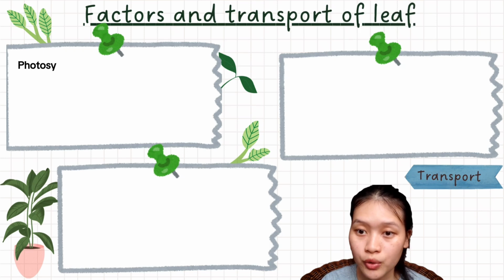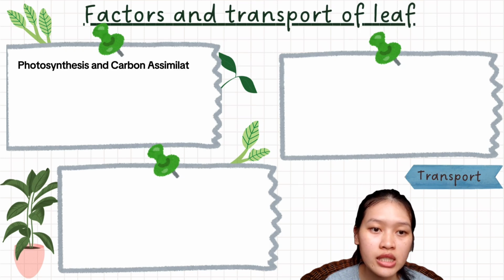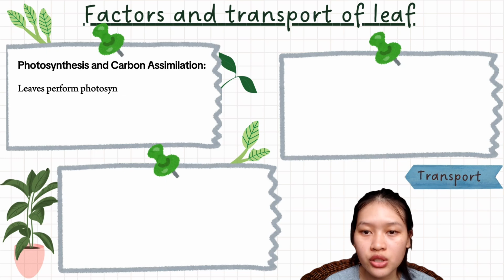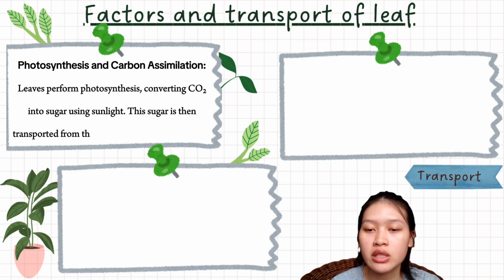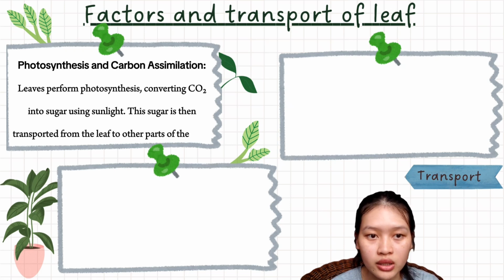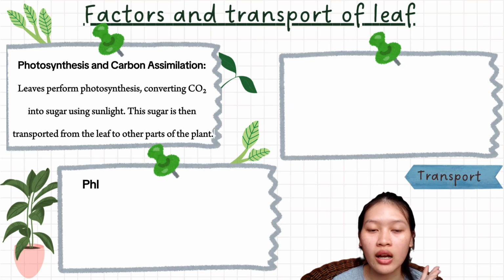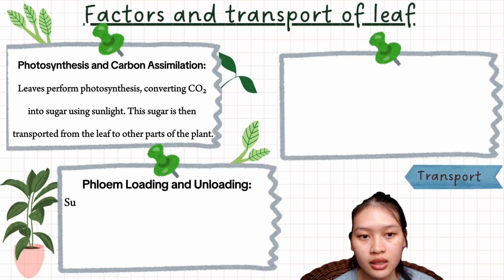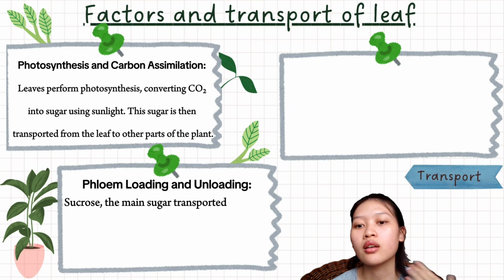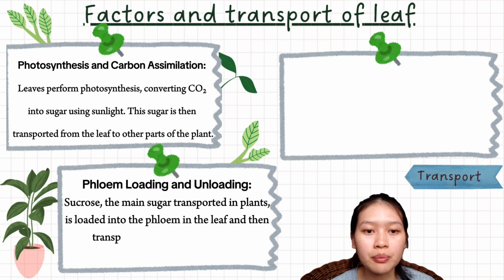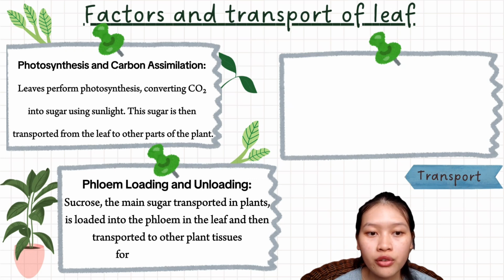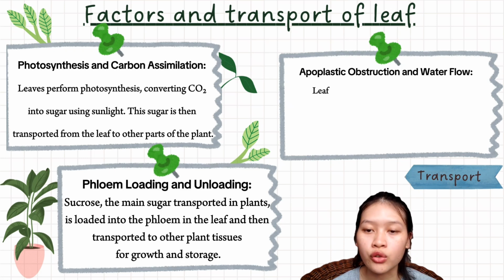Okay, next is transport. There are three transports. First is photosynthesis and carbon assimilation. The leaf performs protein synthesis, converting carbon dioxide into sugar using sunlight. This sugar is then transported from the leaf to the other parts of the plant. Second is phloem loading and unloading. Sucrose, the main sugar transported in the plant, is loaded into the phloem in the leaf and then transported to other plant tissue for growth and storage.